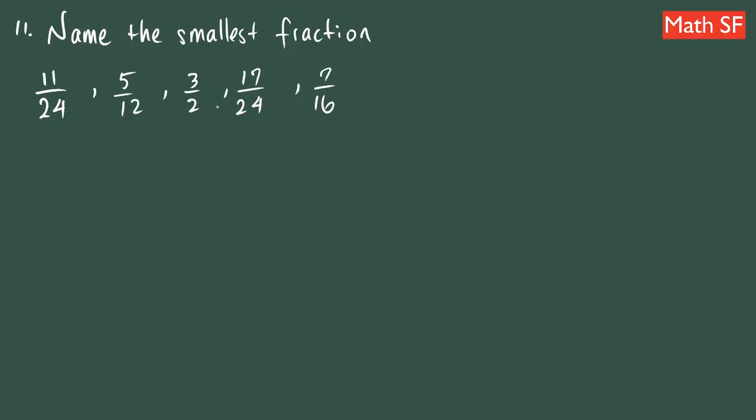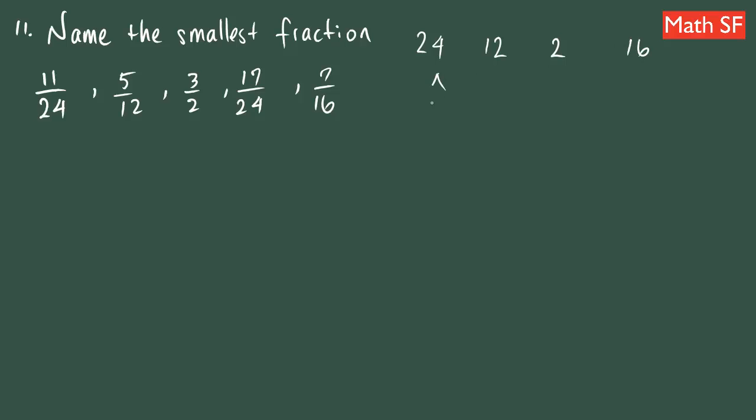So if we're about to compare these fractions, we have to make sure that they have the same denominator. So we must find the LCD between 24, 12, 2, 24, and 16. So how are we going to find the LCD? First of all, let's break each number into a product of prime numbers. So we're going to find the LCD between 24, 12, 2, and 16.